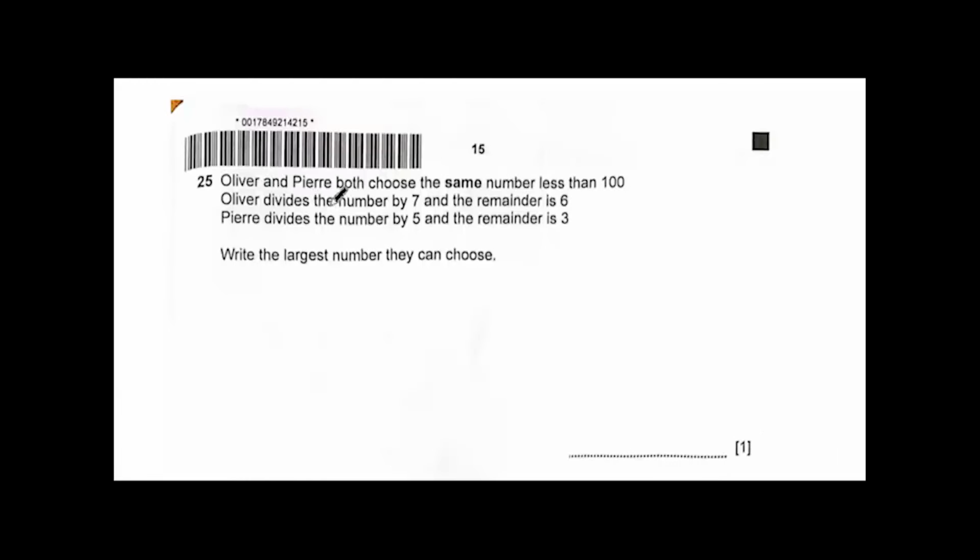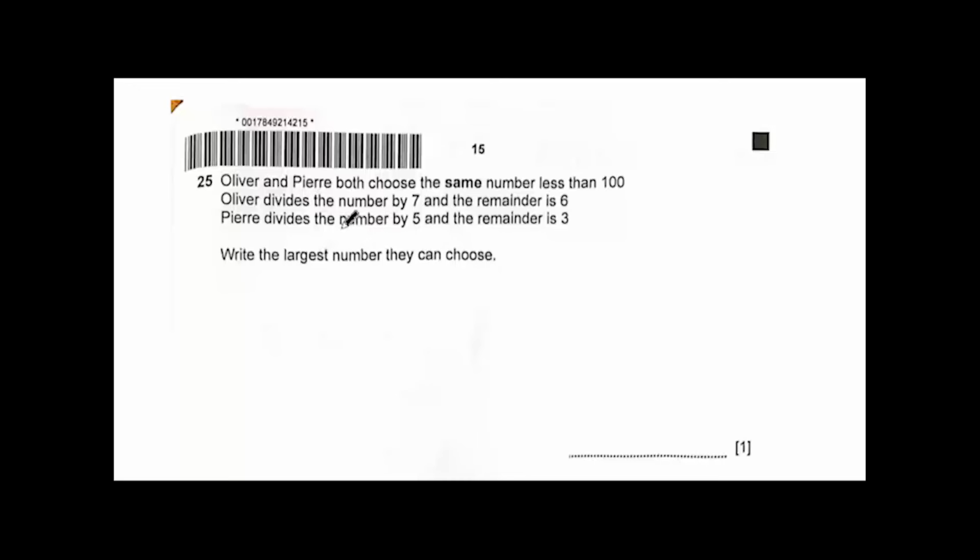Oliver and Pierre both choose the same number, less than 100. Oliver divides the number by 7 and the remainder is 6. Pierre divides the number by 5 and the remainder is 3. Write the largest number they can choose. So let's start with the division of 7.